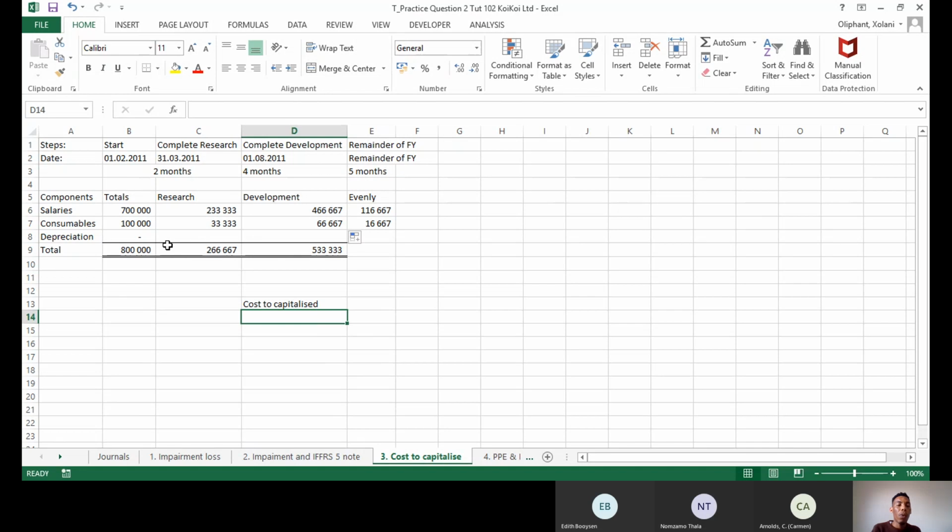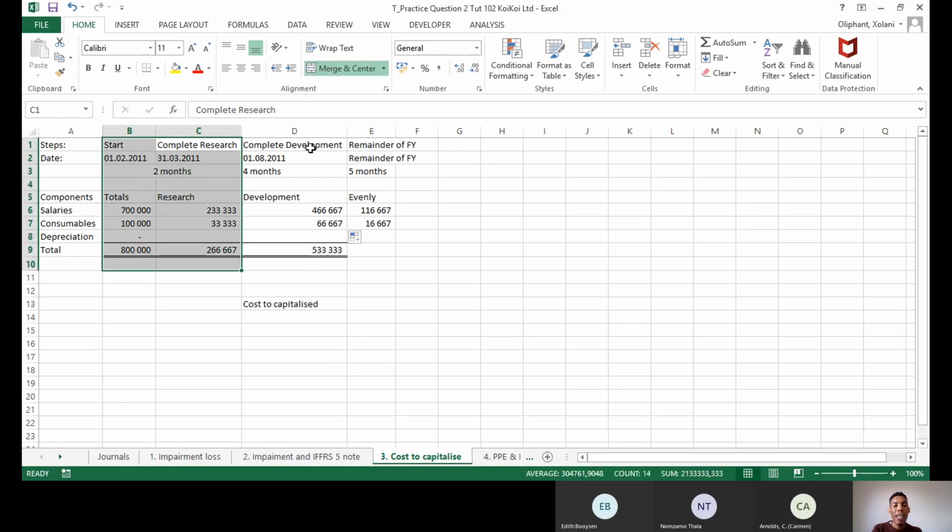So when we're done getting the figures, we're going to do the journal entry to say what would have been debited and credited in my income statement for the research part, and what would have been debited and credited in my statement of financial position for development. We'll get to the journal entry later on. Now let's first win the battle for depreciation. Why do we include depreciation in this regard?